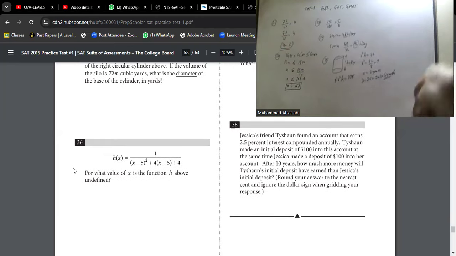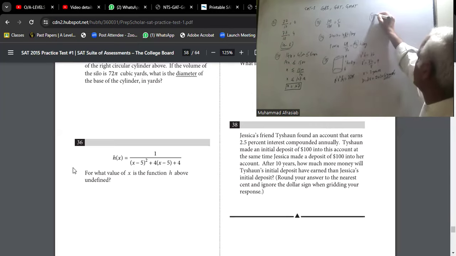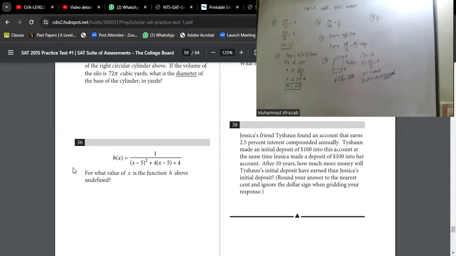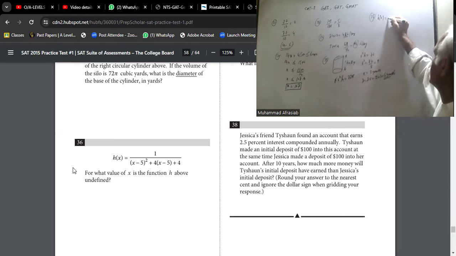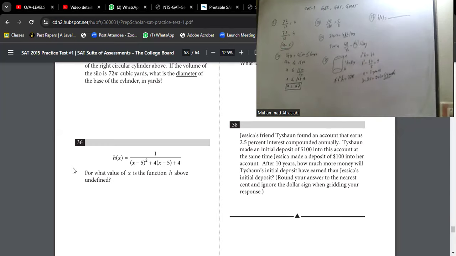36. h of x is equal to 1 over (x minus 5) whole square plus 4 into (x minus 5) plus 4.